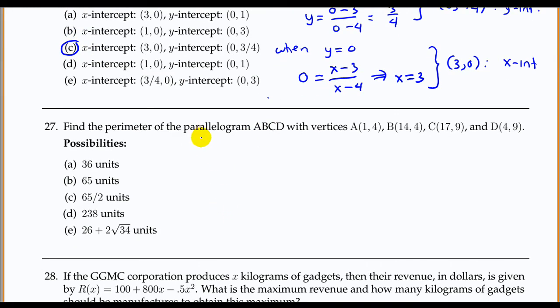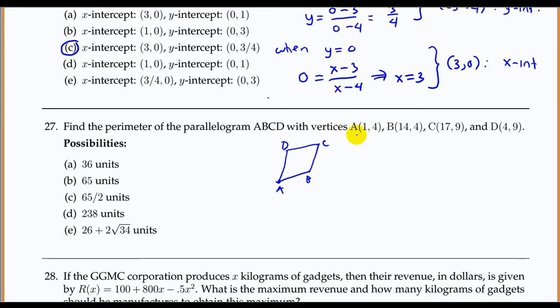Find the perimeter of the parallelogram ABCD with a vertex. So imagine that the parallelogram is something like this, ABCD, and the perimeter is exactly the sum of all distances from A to B, B to C, C to D, and D to A. And for each of these line segments, we can use a distance formula to find the distance between any two points.